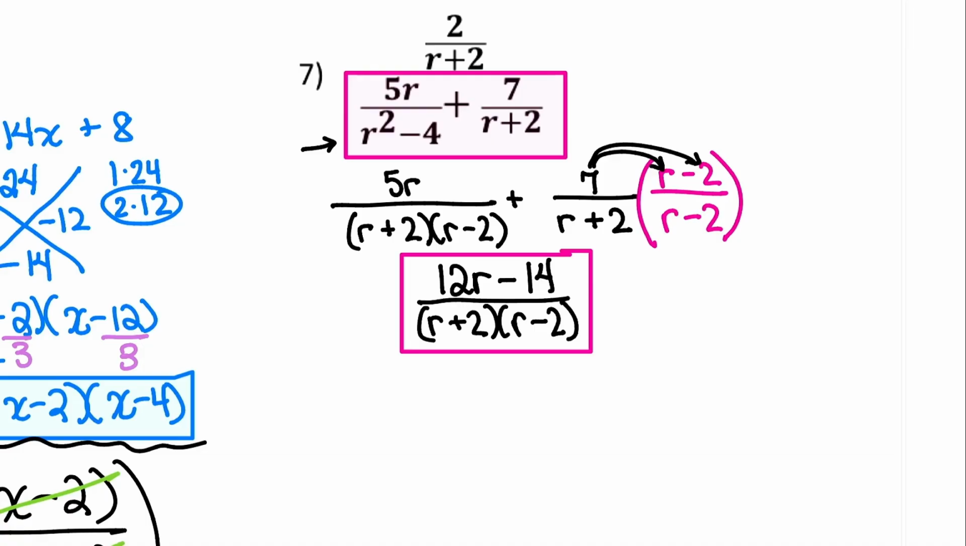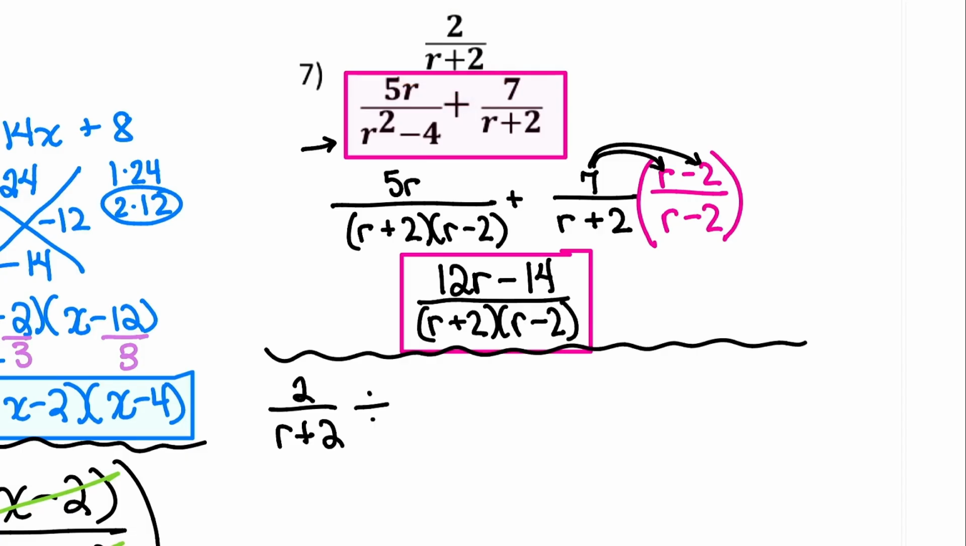I prefer to write these as sentences versus complex fractions because they just look really intimidating when they're stacked up like that. So what I'm going to do is write the numerator up here as 2 over r plus 2, and then I'm going to write the division symbol like this, and then write down our factored total denominator here.